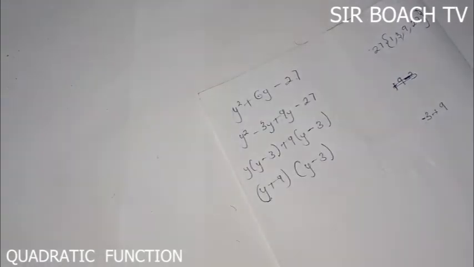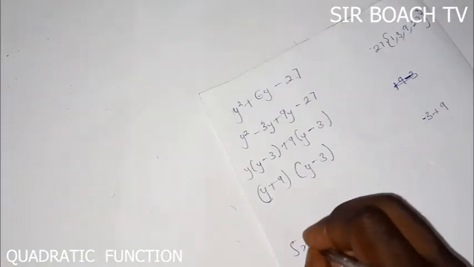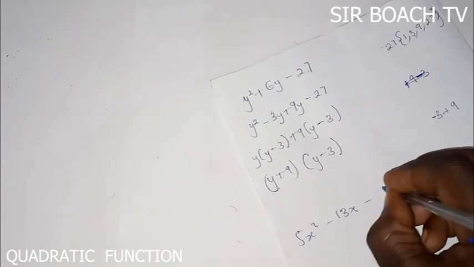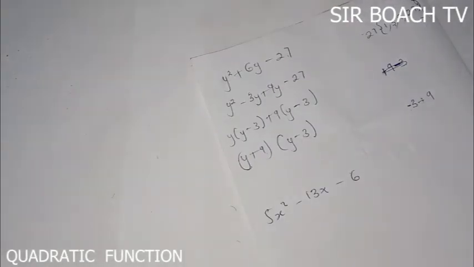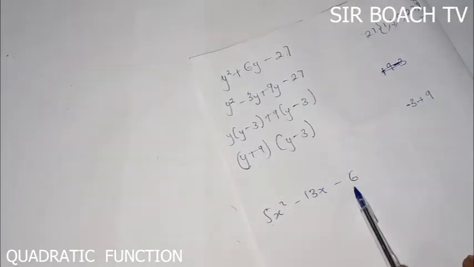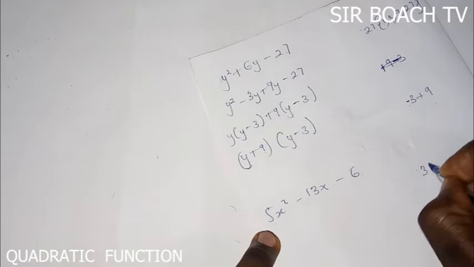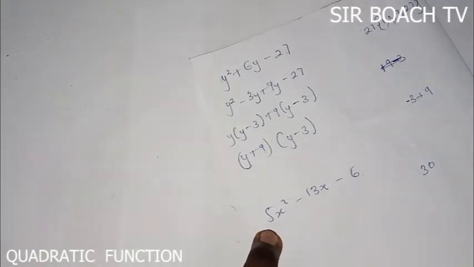Now let's pick one more where the coefficient of the x squared is not a 1. Something like 5x squared minus 13x minus 6. We can see clearly that in the first three that we've done, the coefficient of the x squared was 1, but this time the coefficient of the x squared is 5. And I say we multiply this by that first. So we multiply this 5 by this 6 and you get 30. It's minus 30, but let's use 30 for now.